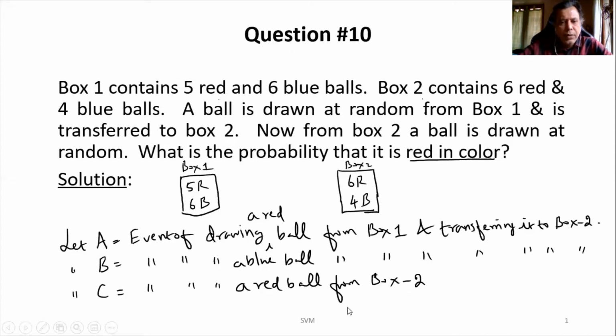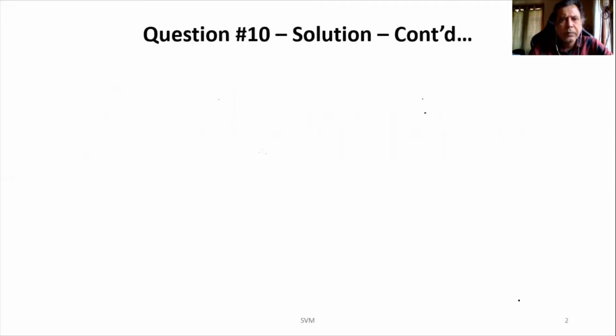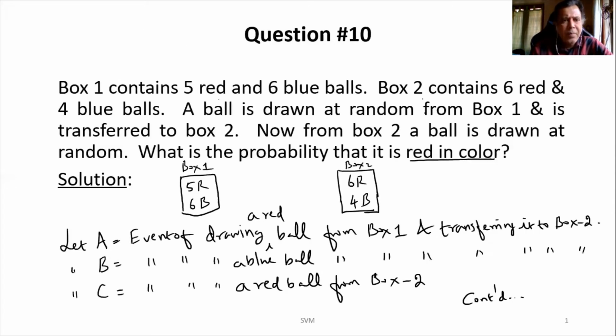So what is the question? The question is to find the probability of C. Let me move on to the next page. So we are supposed to find the probability of C. When can C happen? Only after either A or B happens. So probability of C is either probability of A and C, or probability of B and C. Because only after either A happens or B happens can C happen.